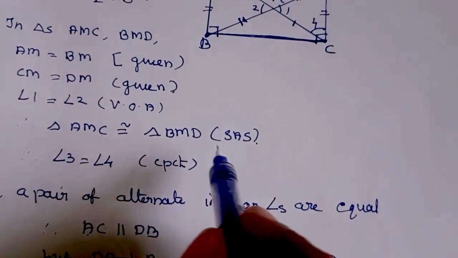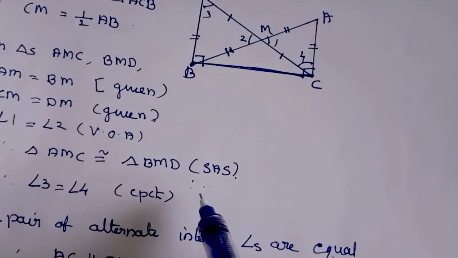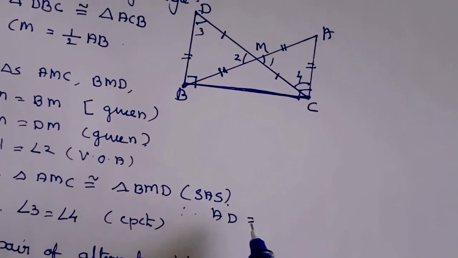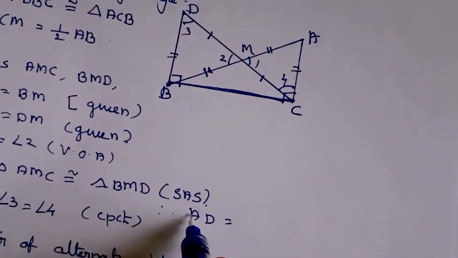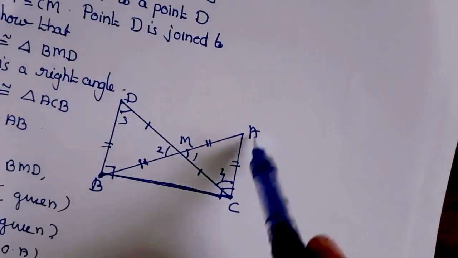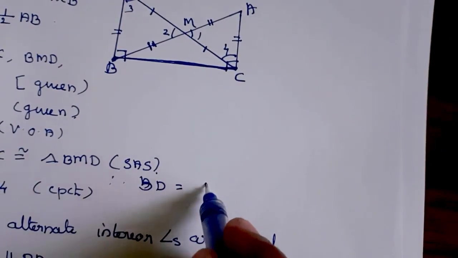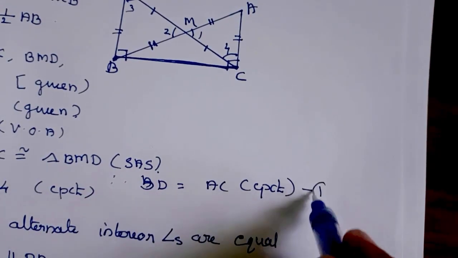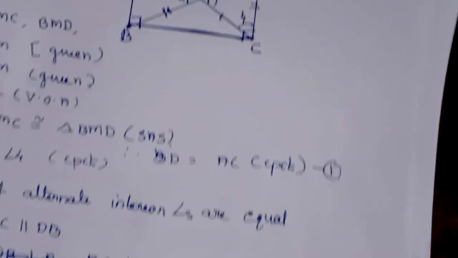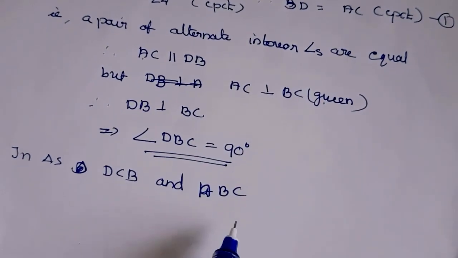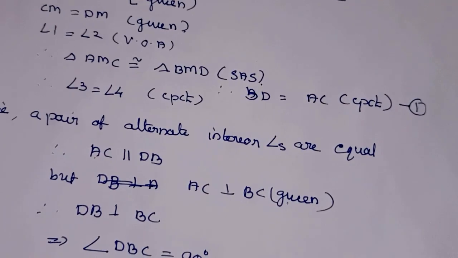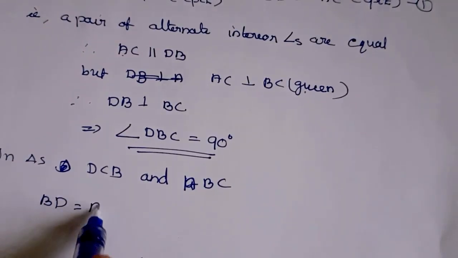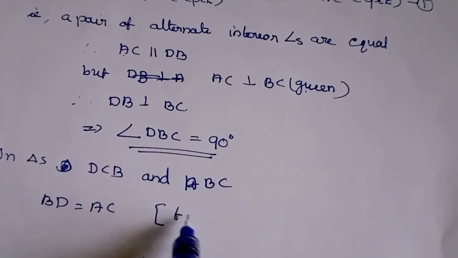Therefore AD equal to BD equal to AC, reason CPCT. Okay, number this equation as 1. BD equal to AC, CPCT. Now in triangles DCB and ABC, we proved that BD equal to AC, reason proved, or from 1.